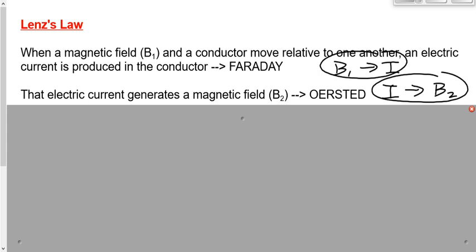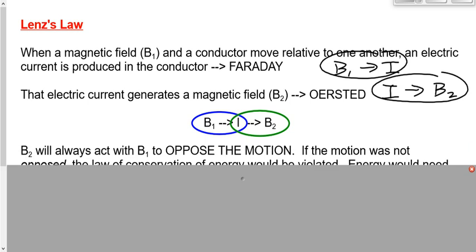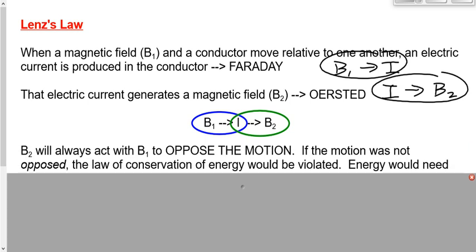Now let's combine these two. If we look at Faraday, we know that a magnetic field generates an electric current. If we look at Henry, or Ørsted, I should say, then that electric current will generate a magnetic field. Now you get two of them, two magnetic fields. Magnetic field number 1 and magnetic field number 2. This is the crux of today's lesson here.